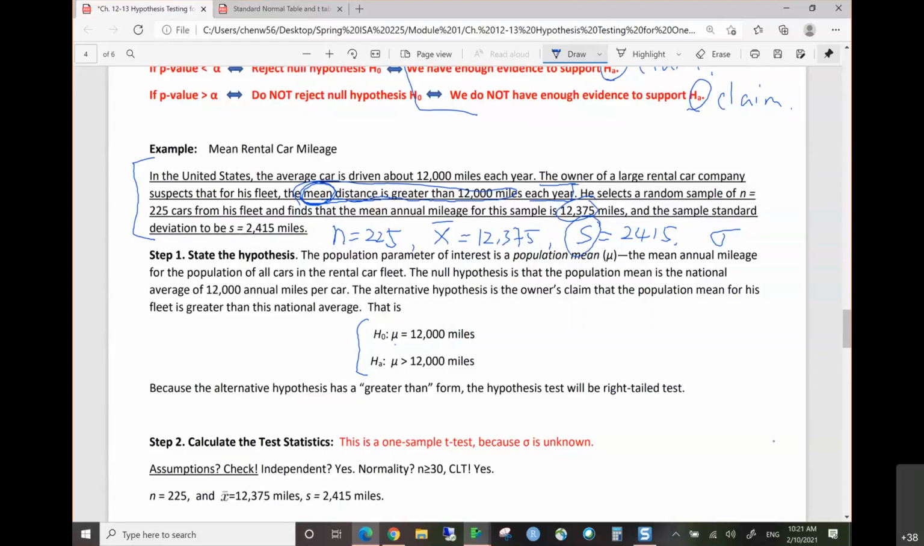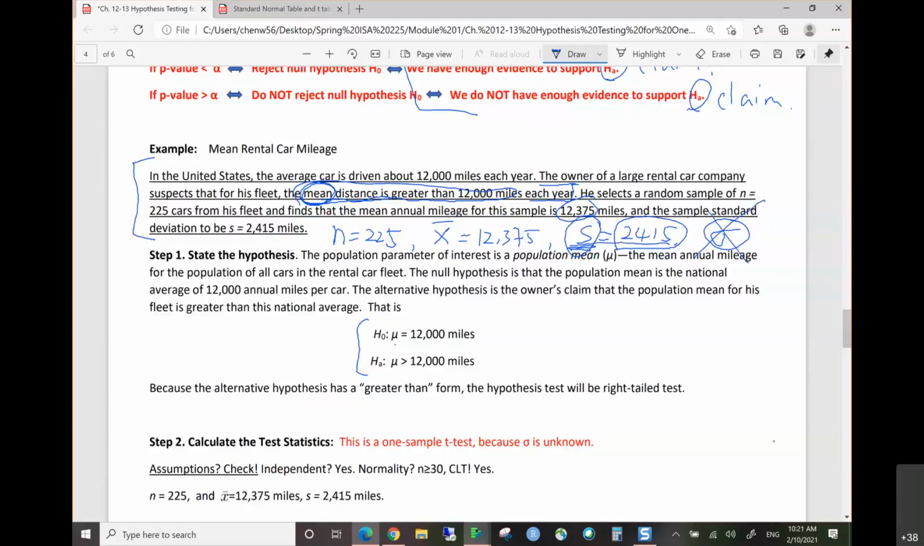Sigma is known. What is the value of sigma? Is it the 2,415? 2,415 is the S, right? We just figured out it is the sample standard deviation. So what is sigma? Sigma is the population standard deviation. In this case, the population standard deviation is not given. We don't know it. Instead, we know the sample standard deviation. So that means sigma is unknown.